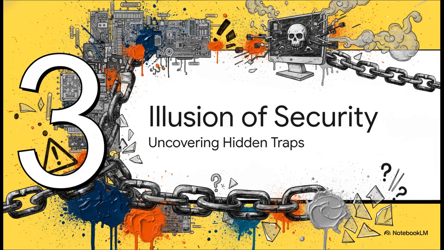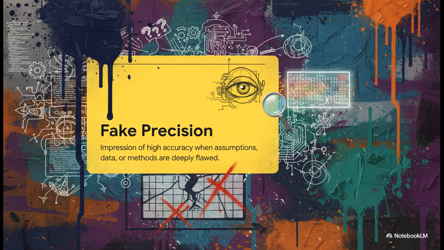Which brings us to section 3, the illusion of security. Let's uncover some hidden traps. Now, you've got to be careful, because just because a computer ran the code doesn't automatically mean the answer is right. We have to be incredibly wary of a trap called fake precision. Think about it. Would you trust a chart just because a computer drew it? Yeah, we often do. A successful execution gives off this objective, authoritative vibe. But remember, a computer is just following instructions.